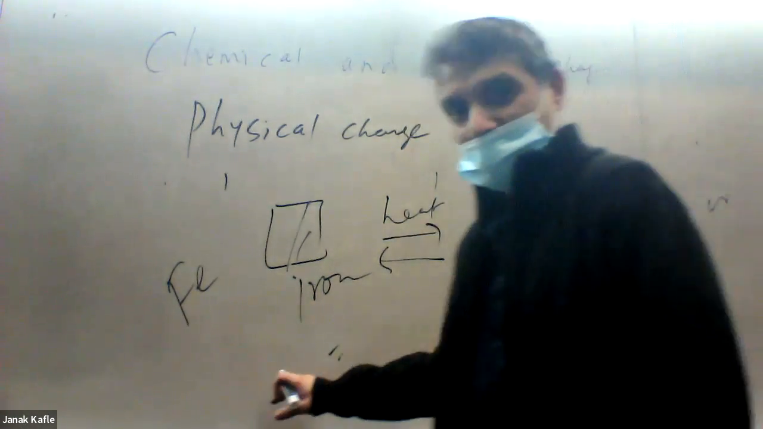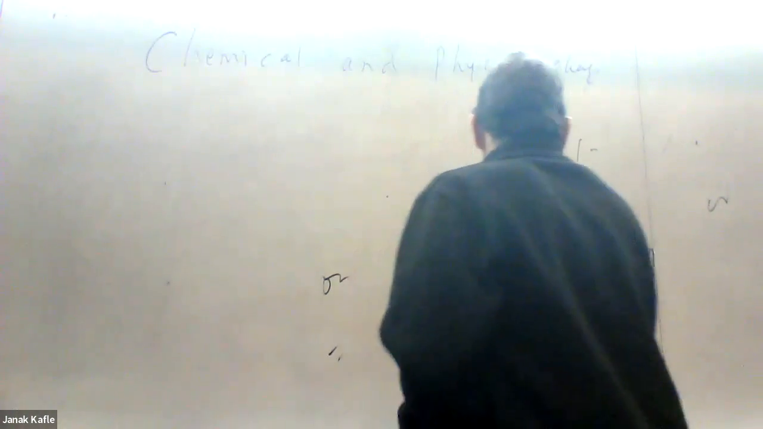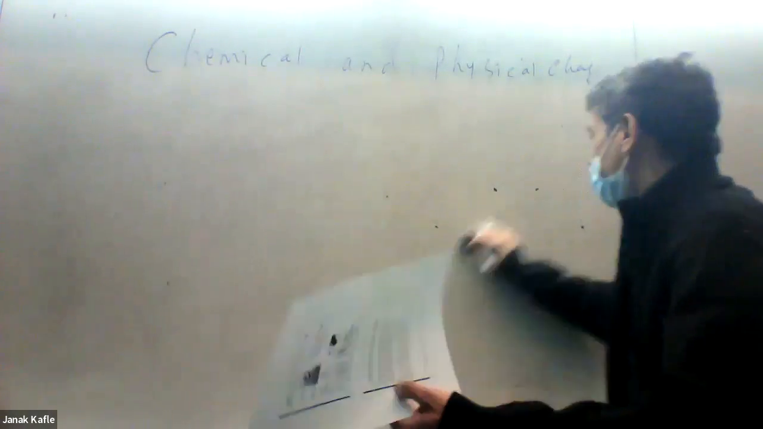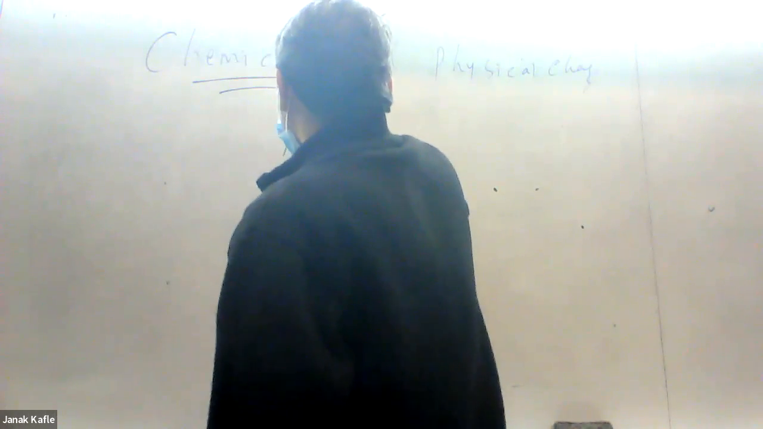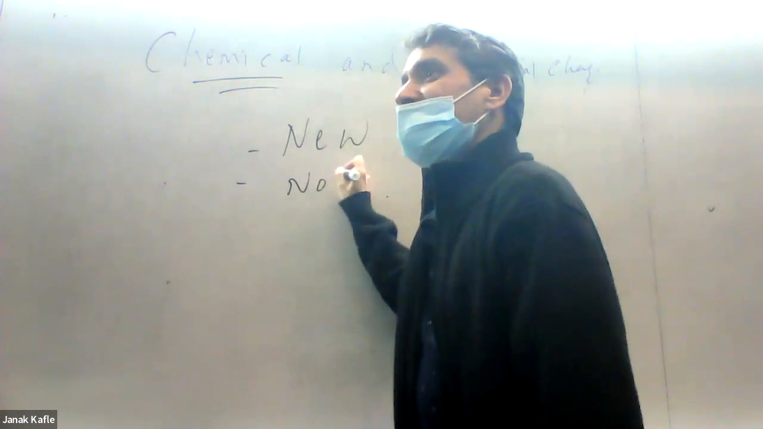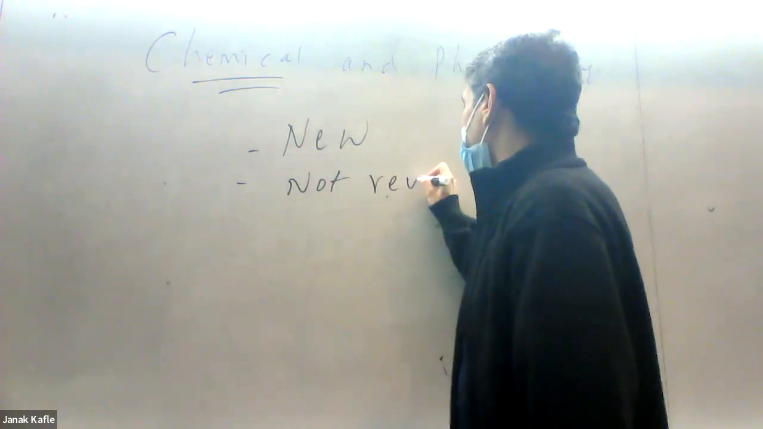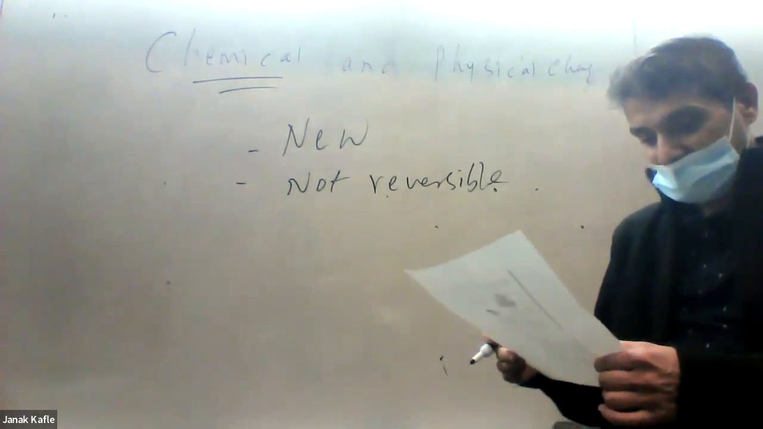Now, chemical change. We're almost there. Chemical change is the opposite of physical change. In a chemical change, a completely new substance is formed, and it is not reversible. You cannot convert it back.